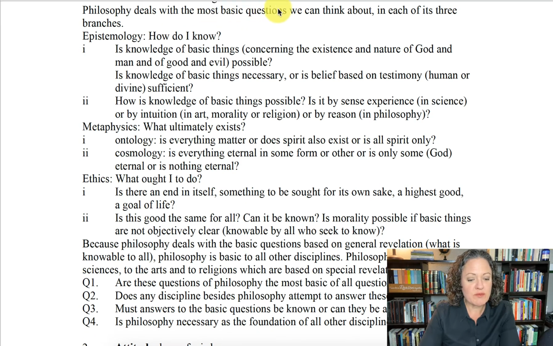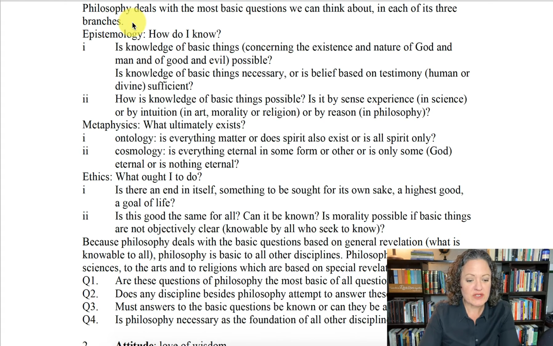Philosophy deals with the most basic questions we can think about in each of its 3 branches. So the most basic questions, logically speaking. So these are the rock bottom questions that don't have questions that come after them. So in epistemology, we ask, how do I know? Okay, we've talked about that in the past video. Now let's explore some of the basic questions in epistemology. Is knowledge of basic things, and the basic things are about the existence and nature of God, human beings, and good and evil, possible?